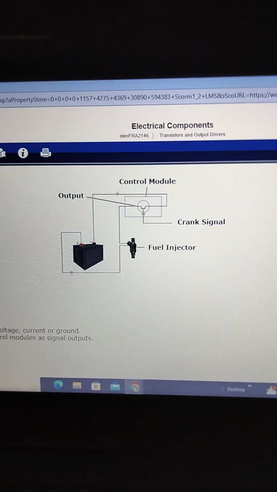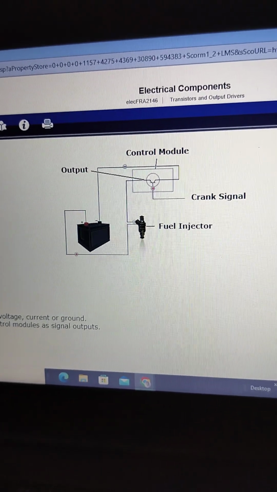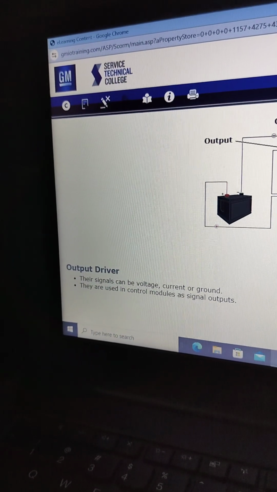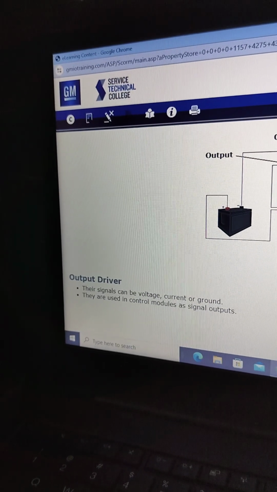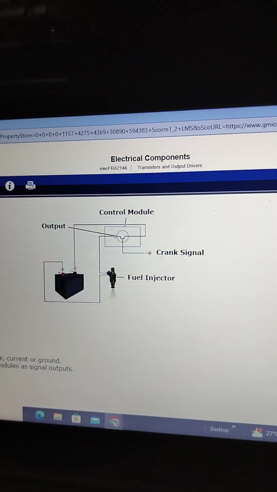Output drivers are used in control modules as signal outputs for controlling electrical components or devices. Their signals can be voltage, current, or ground. For example, the output of a computer is used to control the injector on a fuel-injected vehicle.